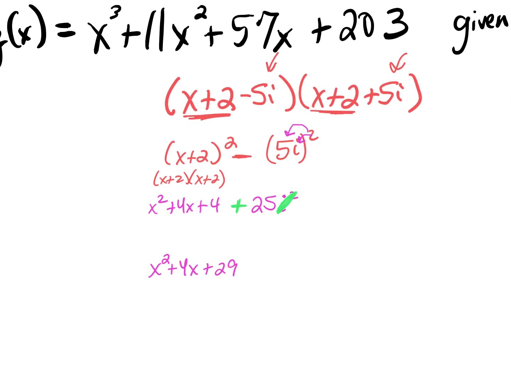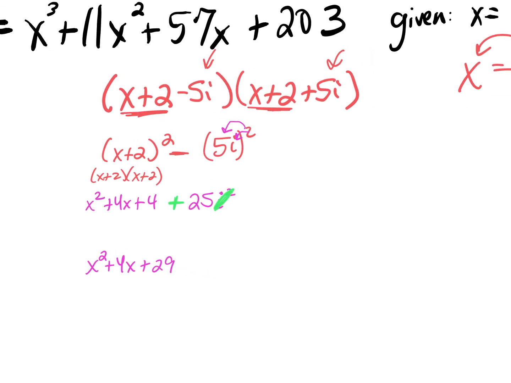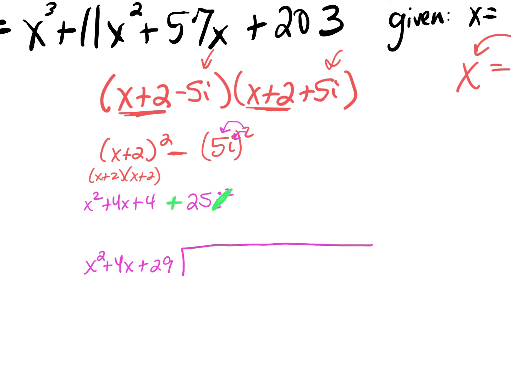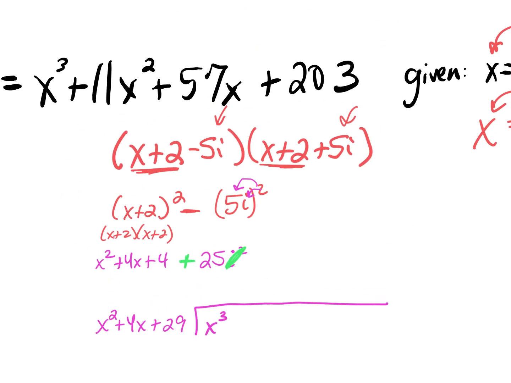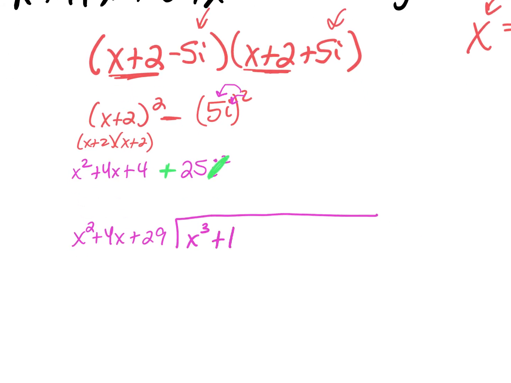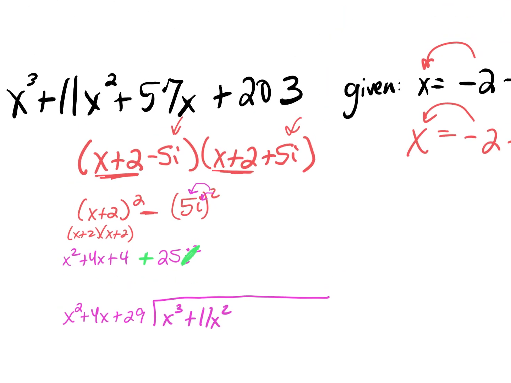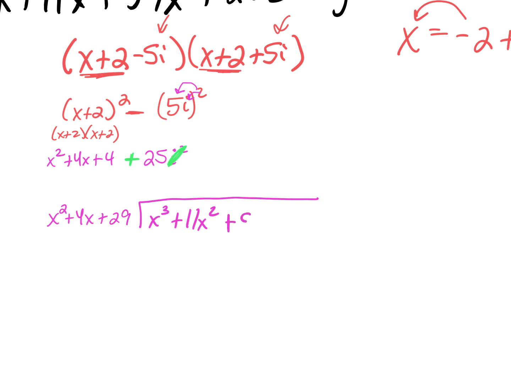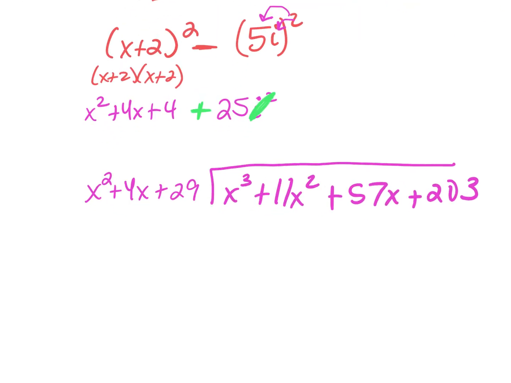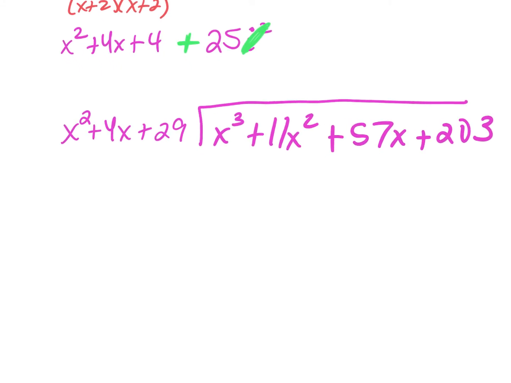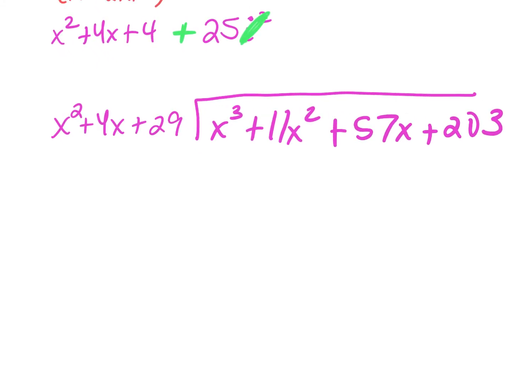Everybody with me? Don't get intimidated by the numbers, guys. They'll all work out pretty. So I have x cubed plus 11x squared plus 57x, and then is it 203? Yeah. Okay. Now, how many answers am I looking for? 3. How many do I already have? 2. So this is going to be another one of those easy ones.